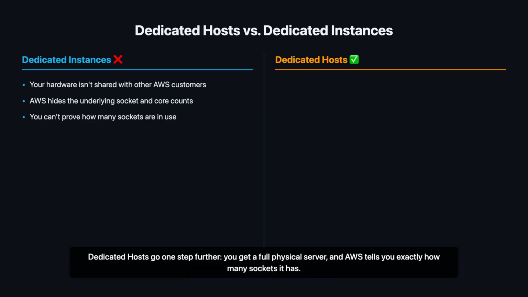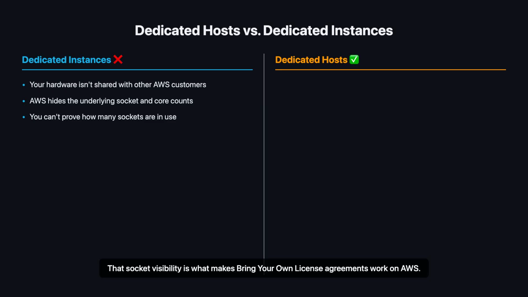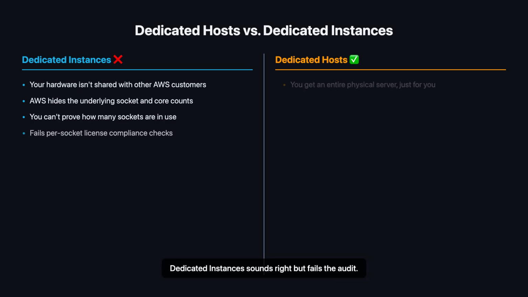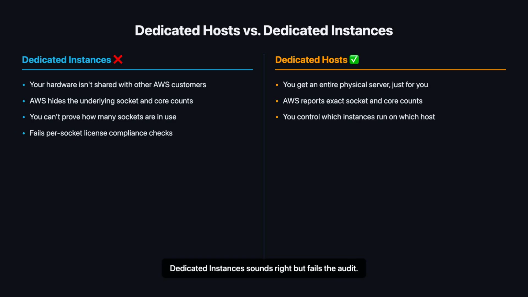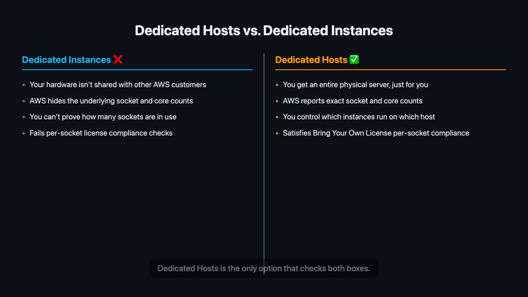Dedicated hosts go one step further. You get a full physical server, and AWS tells you exactly how many sockets it has. That socket visibility is what makes bring your own license agreements work on AWS. Dedicated instances sounds right but fails the audit. Dedicated hosts is the only option that checks both boxes.